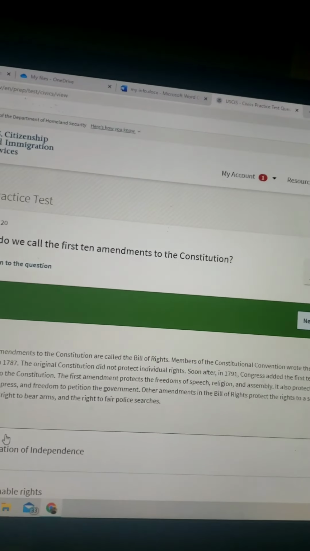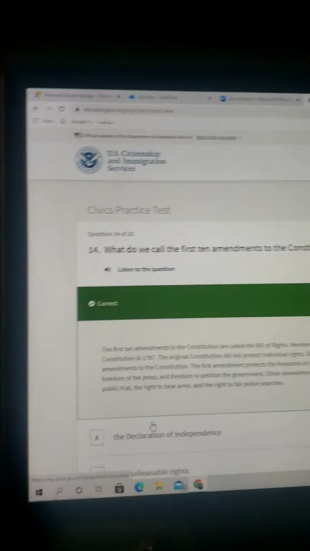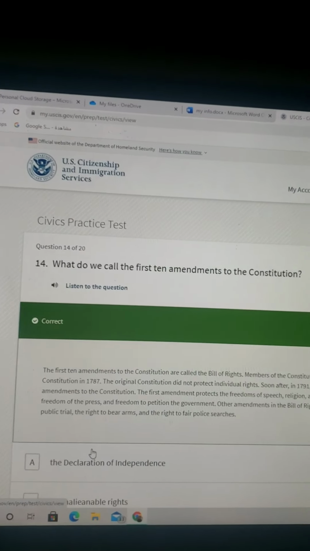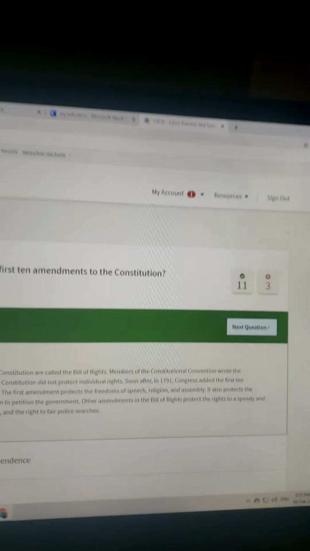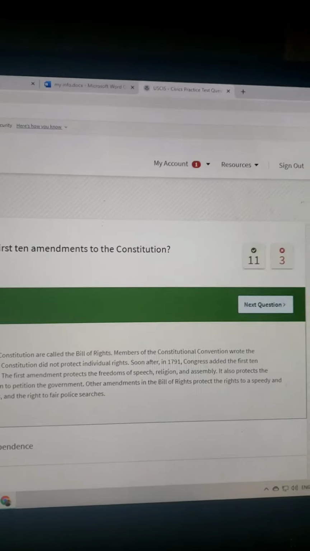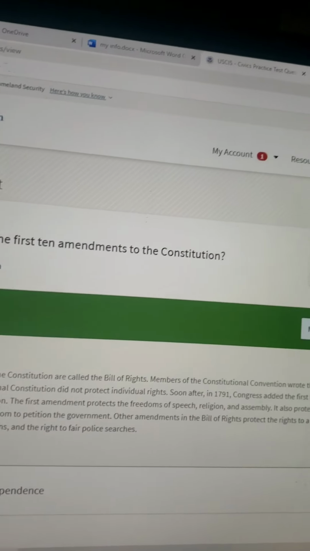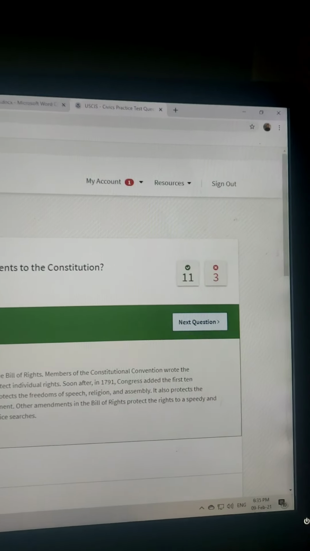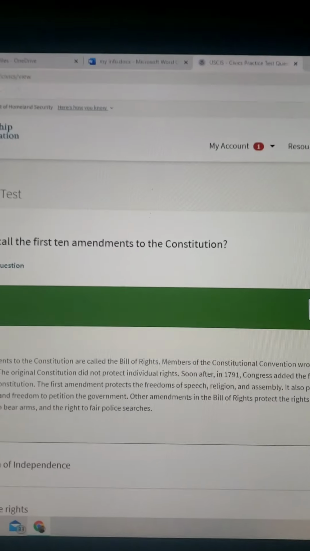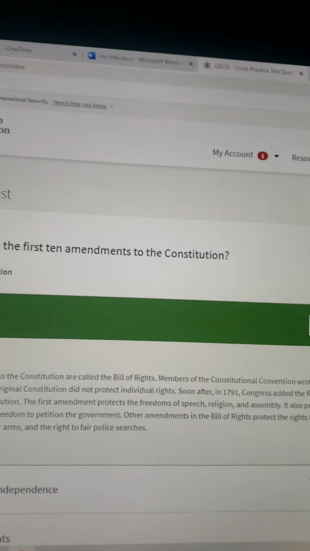Members of the Constitutional Convention wrote the Constitution in 1787. The original Constitution did not protect individual rights. Soon after 1791, Congress added the first 10 amendments to the Constitution. The First Amendment protects the freedom of speech, religion, and assembly. It also protects the freedom of press and the freedom to petition the government.